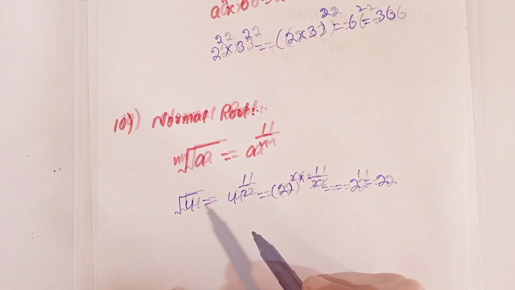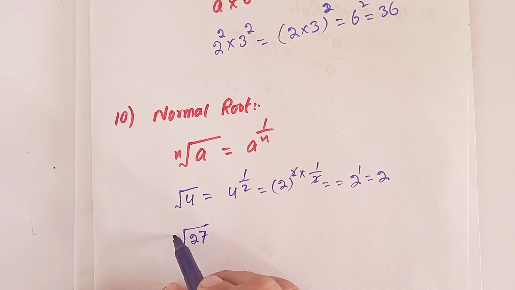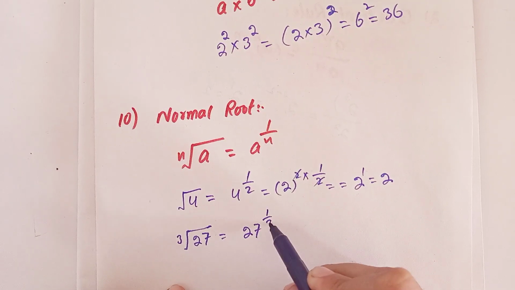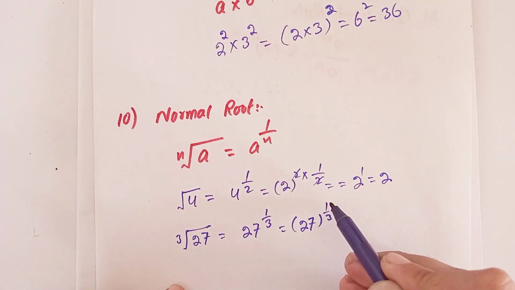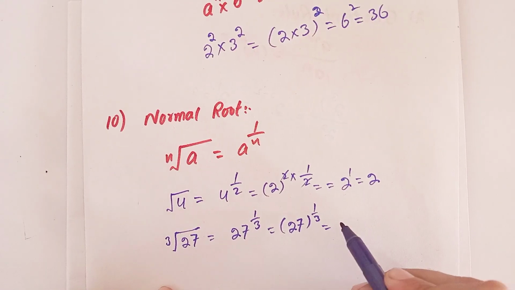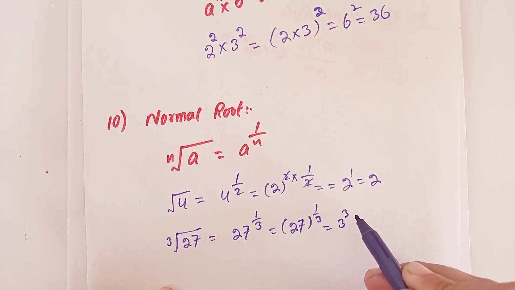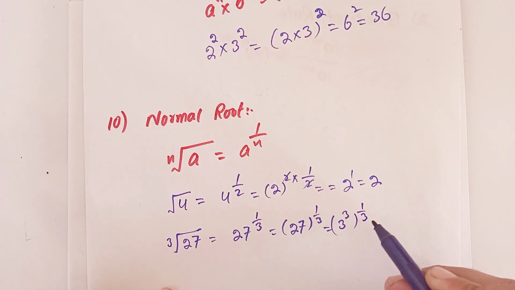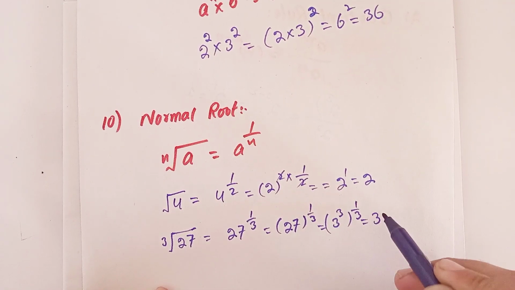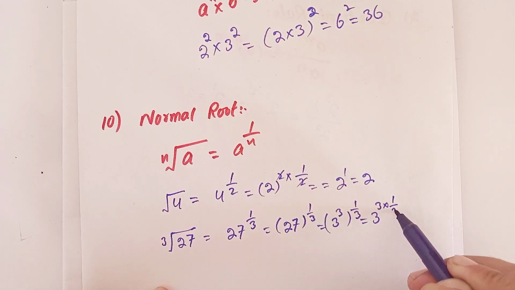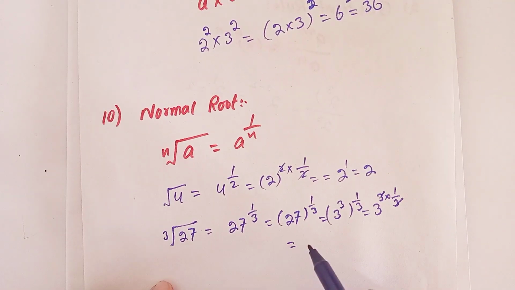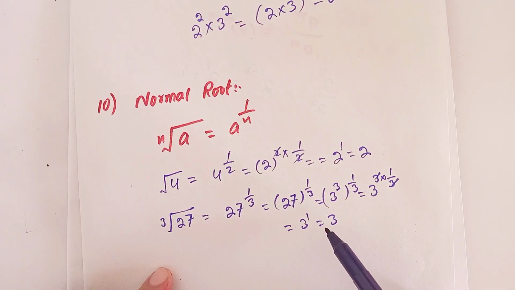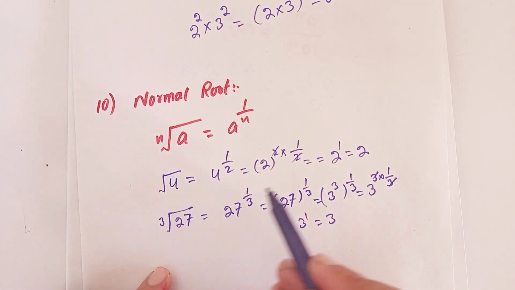In the same way, cube root of 27 is equal to 27 raised to the power 1 over 3. So 27 is equal to 3 to the power 3, and 3 to the power 3 raised to the power 1 over 3 is equal to 3 raised to the power 3 multiplied by 1 over 3. So cancel the 3 with 3, which is equal to 3. The cube root of 27 is equal to 3 and the square root of 4 is equal to 2.